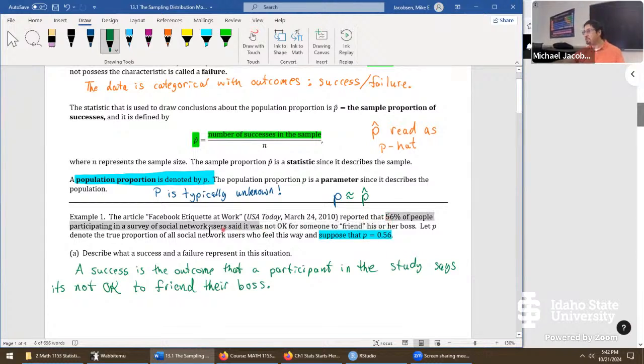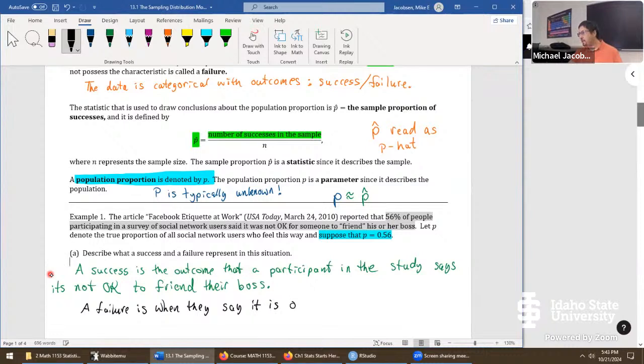They say 56% of the people in a survey of social network users said it's not okay to friend his or her boss, and that's a way of saying this is the major interest of the study, the proportion that would agree with that, saying it's not okay. And that means that's what a success would be in this situation. We can say rapidly after that, a failure is when they say it is okay. Well, any questions, folks, on determining the successes versus the failures?